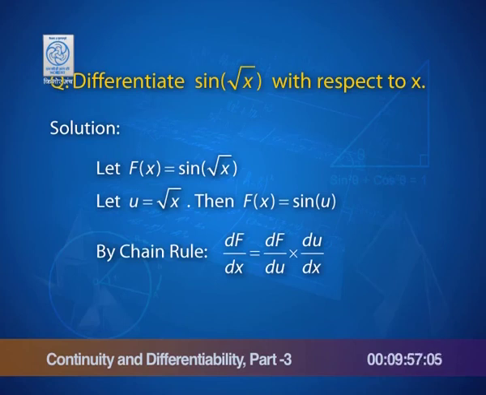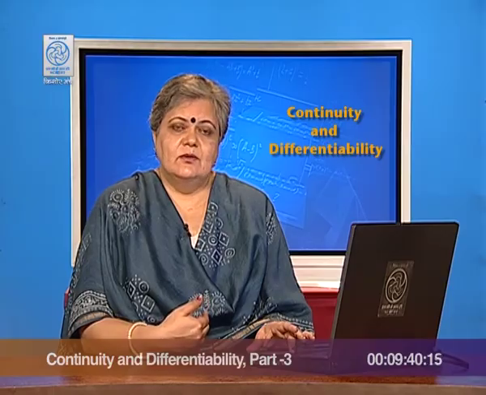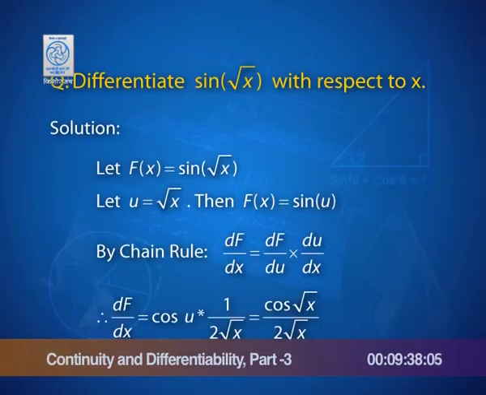Then f of x is nothing but sine of u, and therefore, by chain rule, df by dx is the same as the derivative of f with respect to u into the derivative of u with respect to x. That is the same as cos of u, because the derivative of sin u with respect to u is cos of u, into the derivative of u, which is the derivative of root x, the same as 1 by 2 root x. Replace u with root x and your answer is ready.